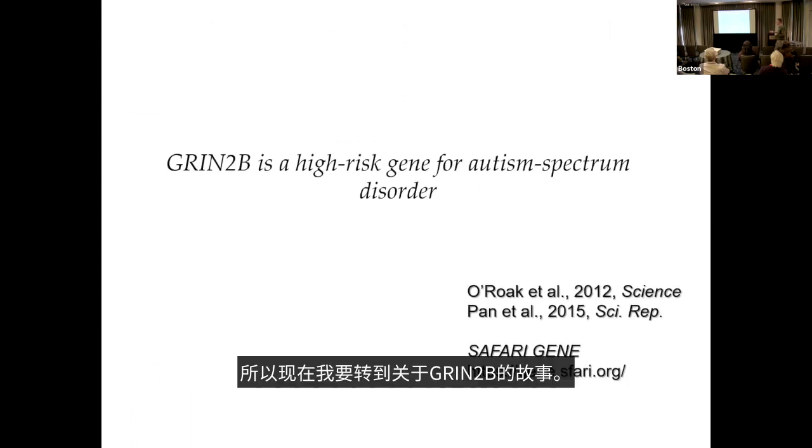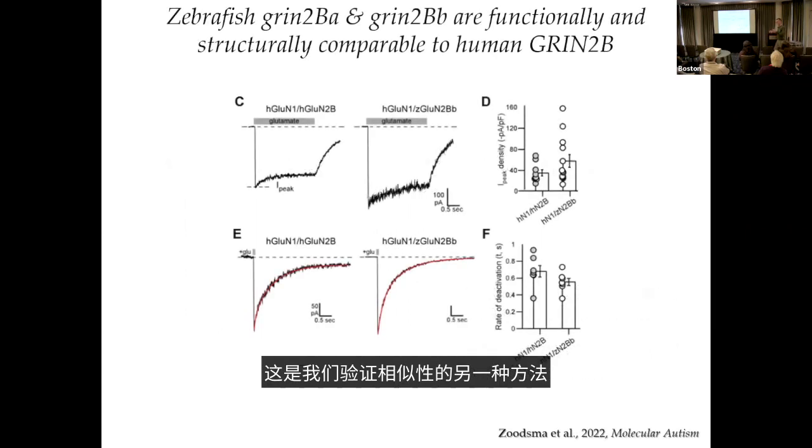Okay, so now I'm going to move over to the story about GRIN2B. It's well known. If you go to the SFARI website, they'll talk about GRIN2B as being a high-risk gene in autism. So we went in, and again, here's another way we verify the similarities between zebrafish and human NMDA receptors as we characterize them functionally.